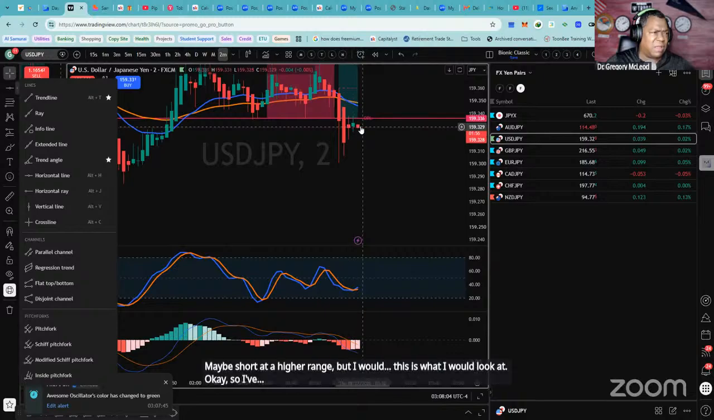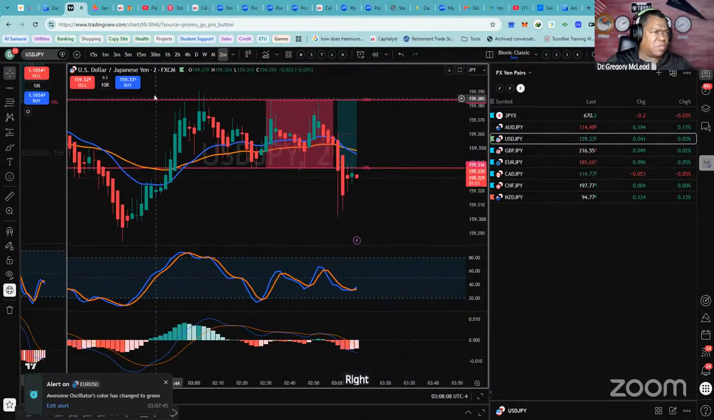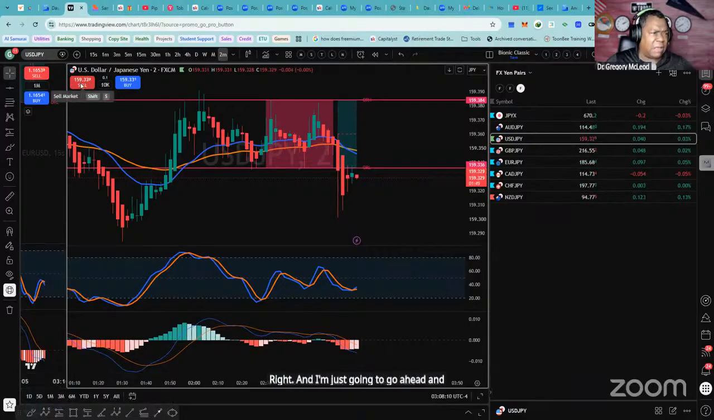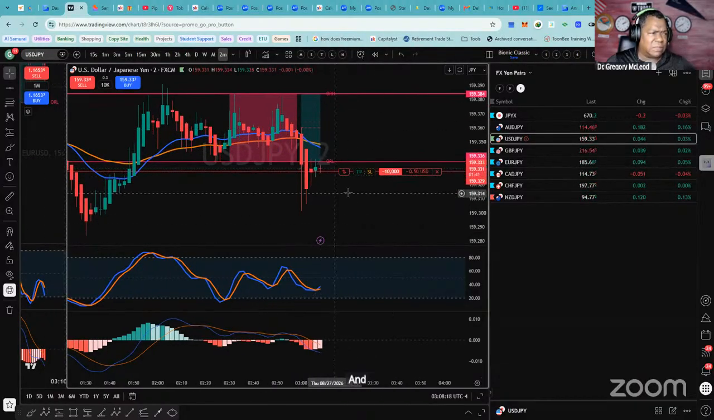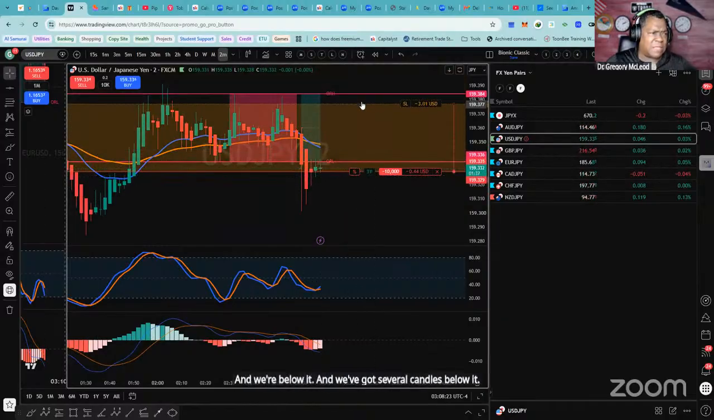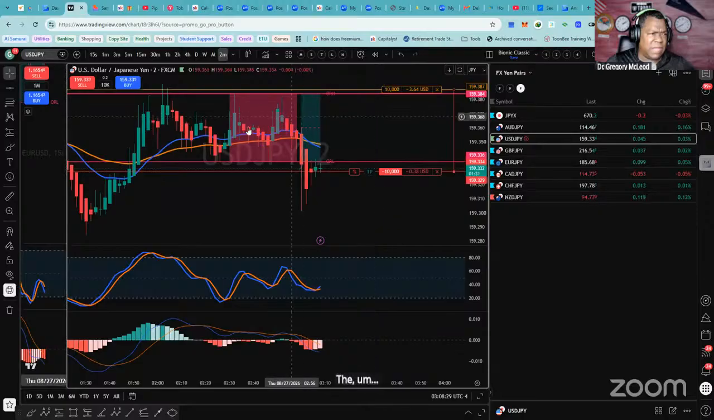Okay, so I've got a red candle there, right? And I'm just going to go ahead and click sell because we are below the sword. This is our samurai sword, and we're below it. And we've got several candles below it. Now I'm going to move my stop loss. My stop loss should be maybe a pip or two above the edge of the sword. This is our sword. This is the edge. We place our stop on the other side.